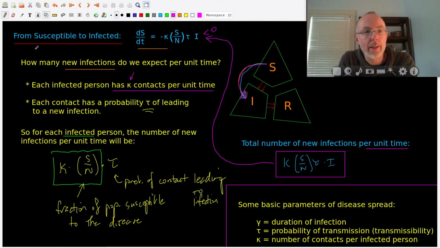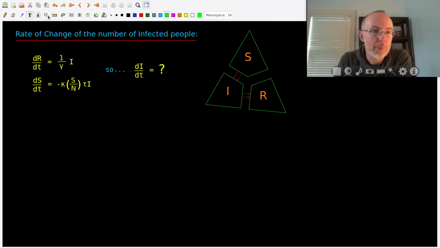So let's have a look at how we model the number of infected people, given that we understand what's happening to susceptible and removed, recovered people. To complete our model, what we need to do is take what we've got for the recovered and susceptible group and work out how the infectious group is changing.